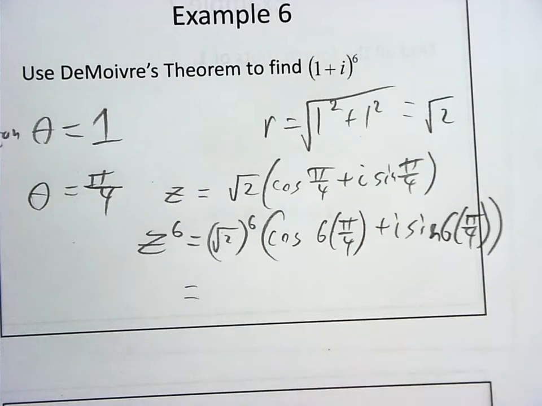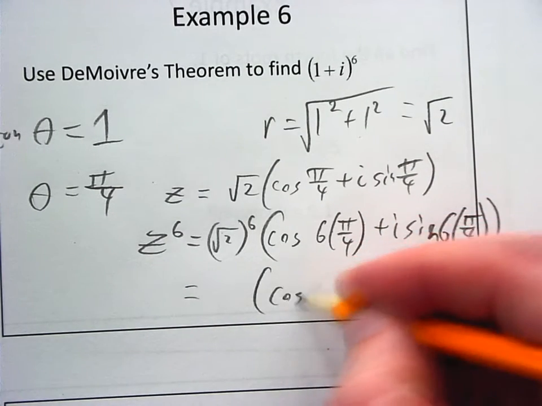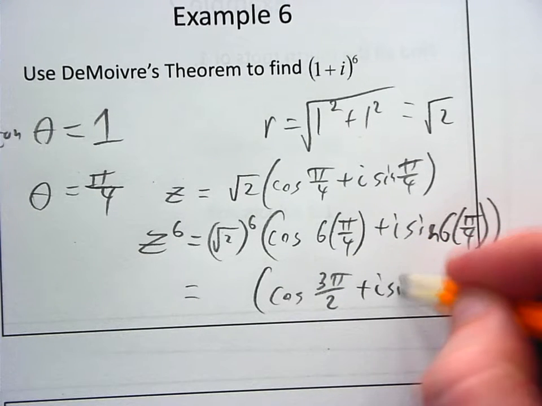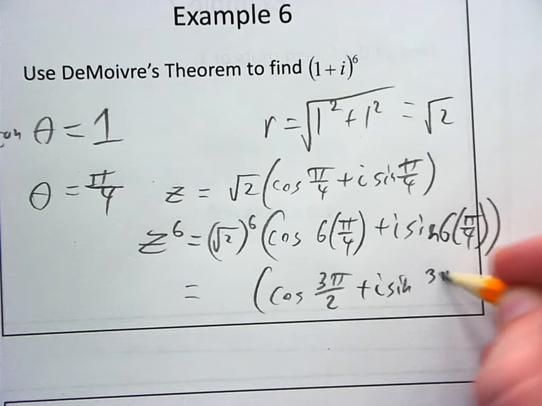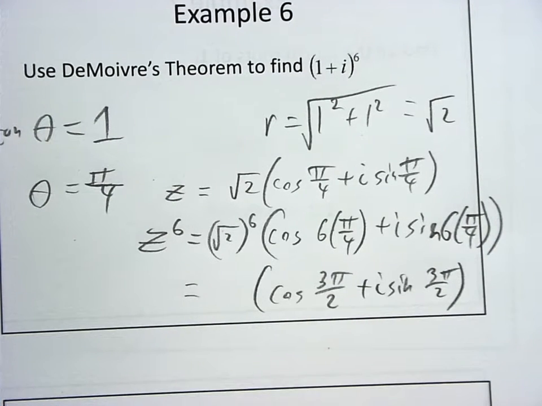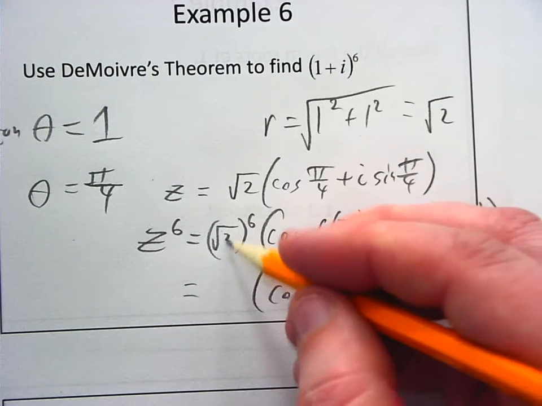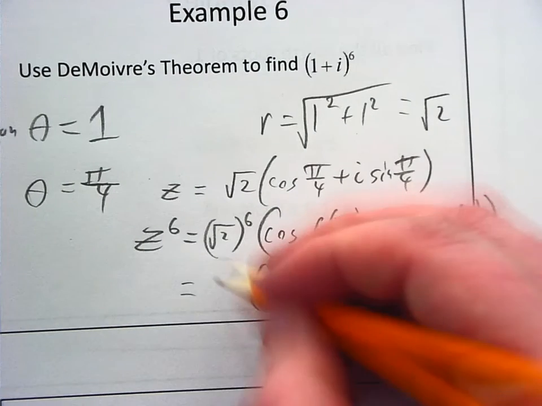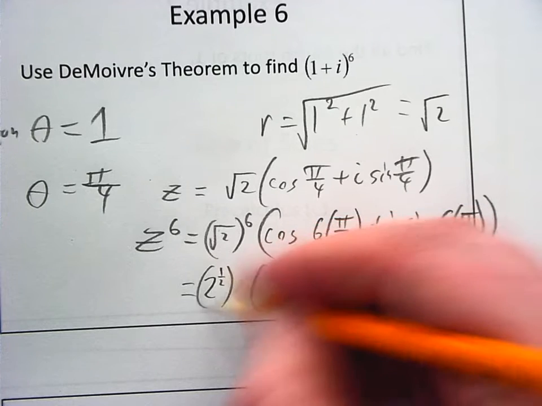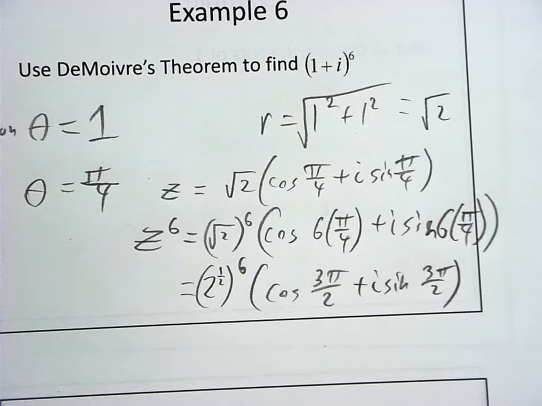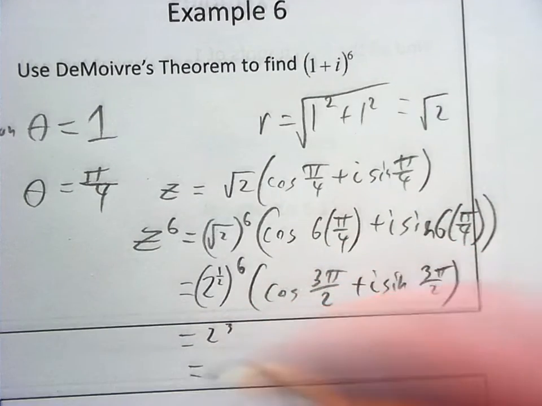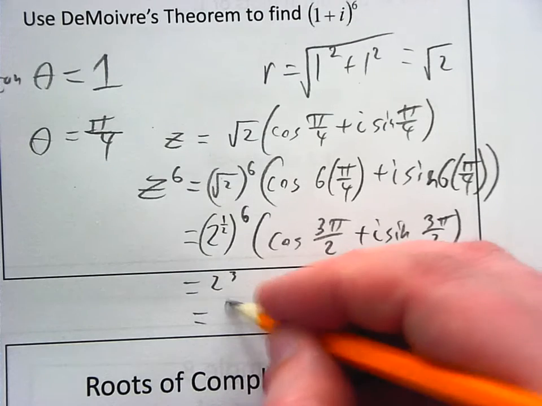What's the square root of 2 to the 6 going to give you? Well, change it if you need to. Square root of 2 is 2 raised to what power? The half. So this is 2 raised to the half raised to the 6. What do you do with exponents when you raise a power to a power? Multiply. So you get 2 to the what? Third. So that's 2 to the third, which gives you 8.